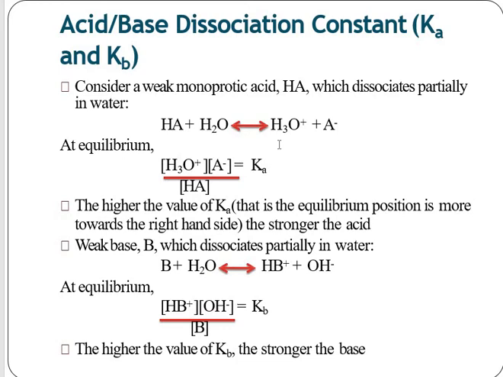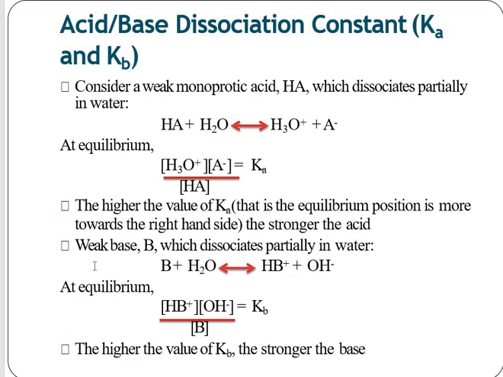This is the general reaction. But in this reaction, let us first consider the forward reaction. So in the forward reaction, H3O plus and A minus ions are on the product side, and these are on the reactant side. So you can calculate the dissociation constant Ka, which is equal to the concentration of product divided by the concentration of reactant. This is the formula of the dissociation constant. It is a ratio of the concentration of product to the concentration of reactant.